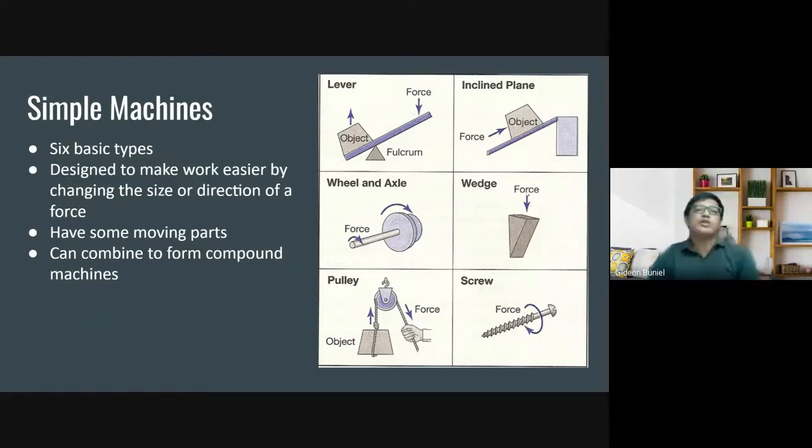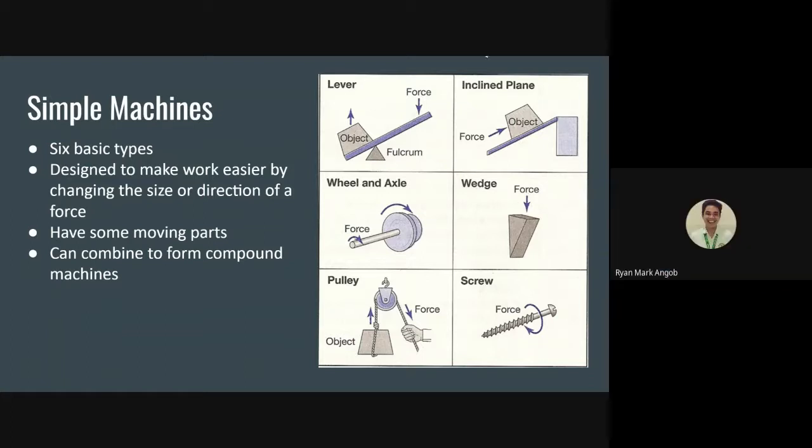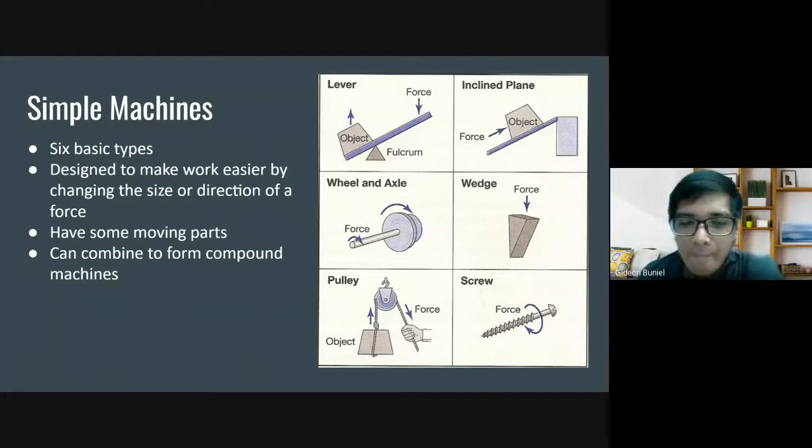Now the most common lever, the handle, sir? The handle, is that a lever? Yes, of course. The lever is the handle. If I'm not mistaken, you can verify the things that I'm saying right now.